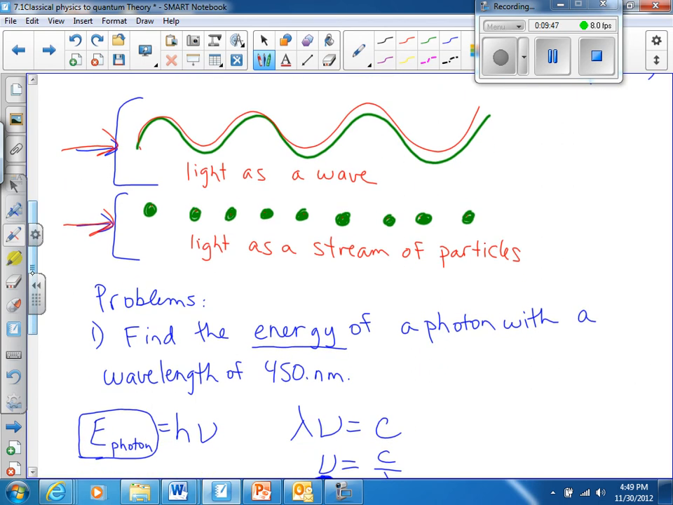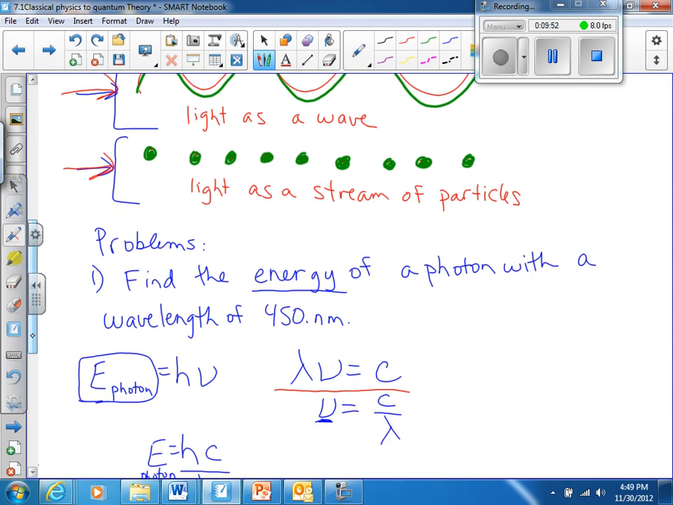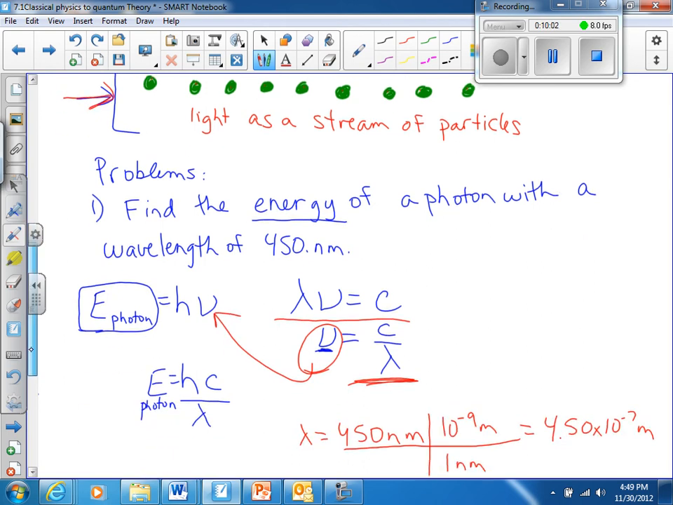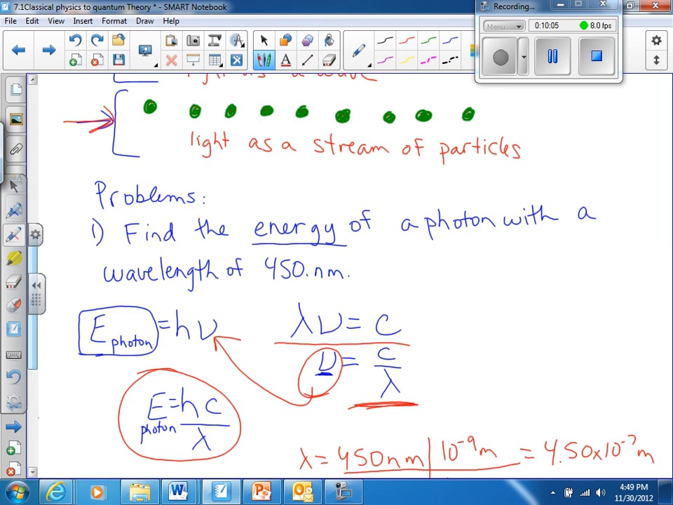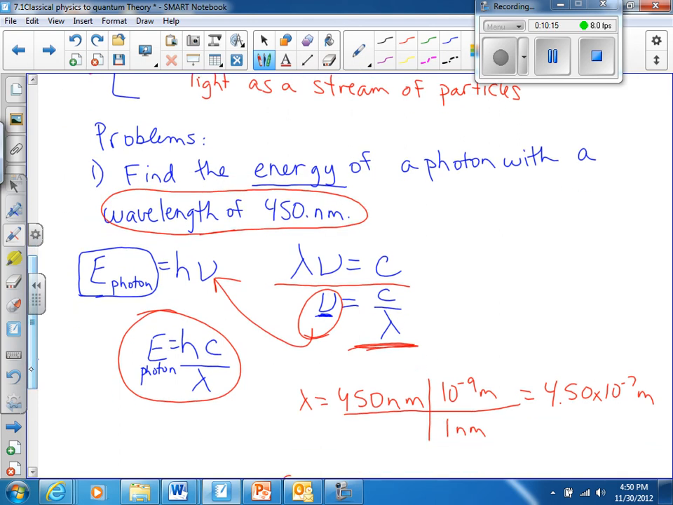So we have to use E equals h nu, but we also know lambda nu is c. We're going to isolate nu from this equation. We get nu is c over lambda. And then we're going to plug that value into here to get a new equation, E equals hc over lambda. Now lambda, where's lambda? Wavelength is 450 nanometers. We need to convert that wavelength right over here. Remember, 1 nanometer is 10 to the minus 9 meters. So 450 nanometers is 4.5 times 10 to the minus 7 meters.